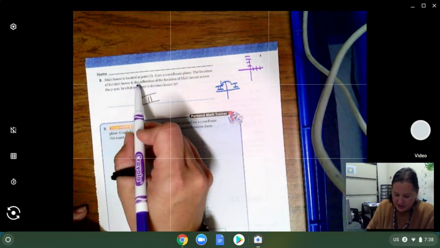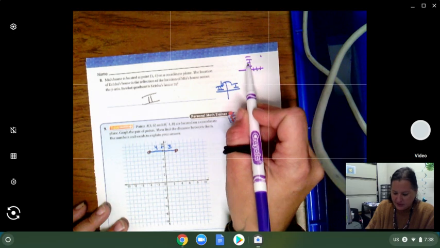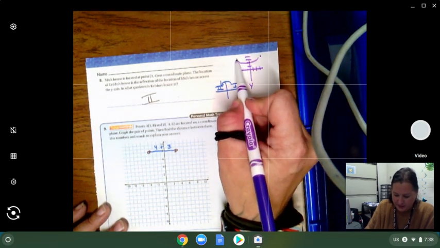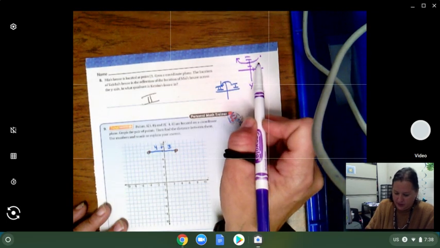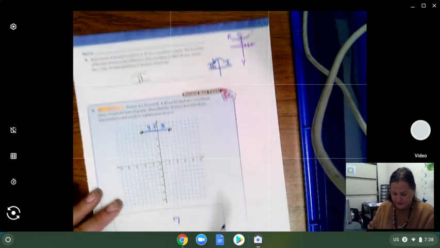The location of Keisha's house is a reflection of the location of Maya's house across the y-axis. Here's our y-axis. And a reflection happening across the y-axis will bring our point over here. What is the quadrant that Keisha's house is in? So this is quadrant 1, this is quadrant 2. So she is in quadrant 2.